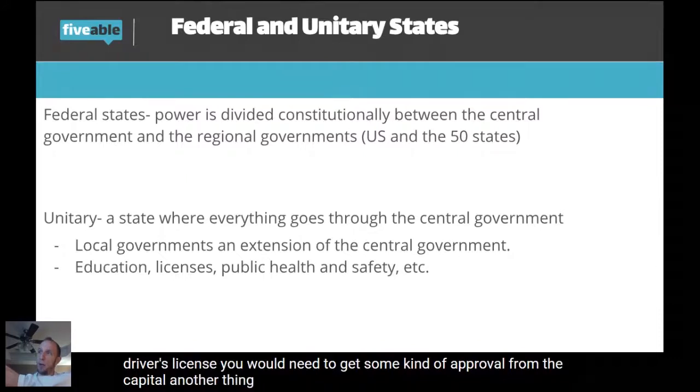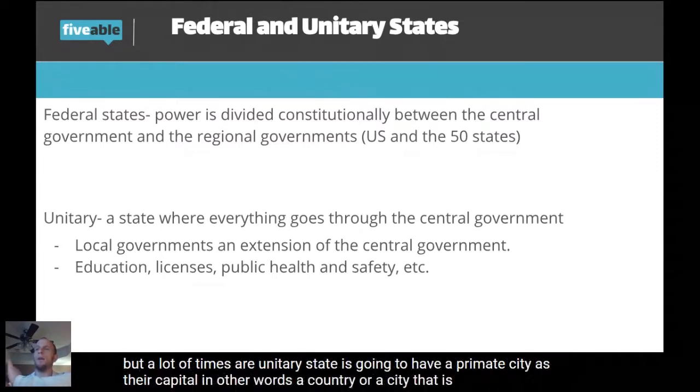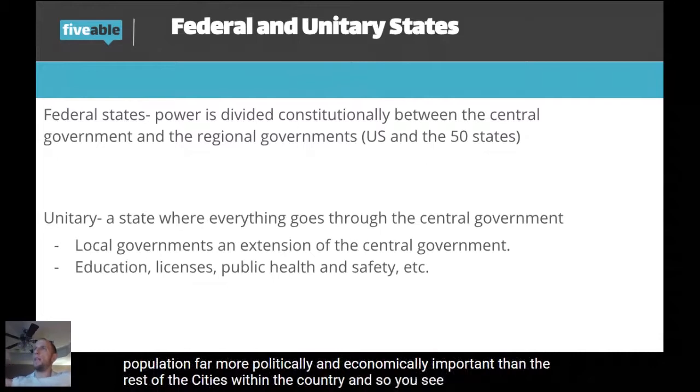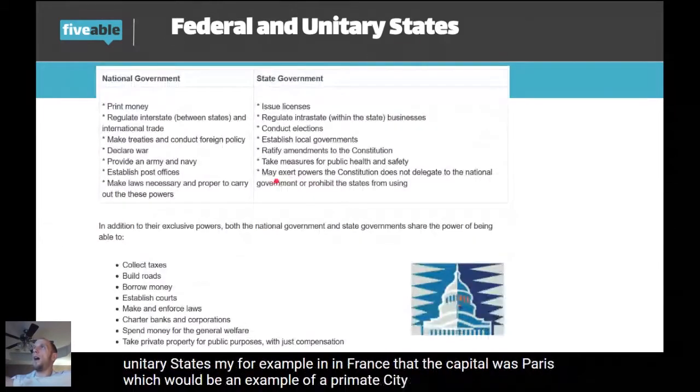Another thing, not to get too far ahead of ourselves in the subject, but a lot of times a unitary state is going to have a primate city as their capital. In other words, a city that has a far larger population, and is far more politically and economically important than the rest of the cities within the country. And so you see that in a lot of unitary states. Like, for example, in France, the capital was Paris, which would be an example of a primate city.